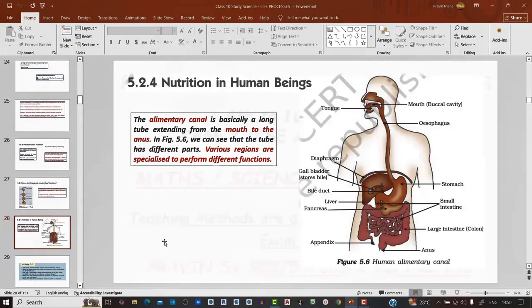Now, nutrition in human beings. Nutrition in human beings is done by the alimentary canal. The alimentary canal is basically a long tube which extends from mouth to anus. It has different parts or different regions or different organs. They perform different functions. Here, the figure of the human alimentary canal is shown, and its different parts are also shown.